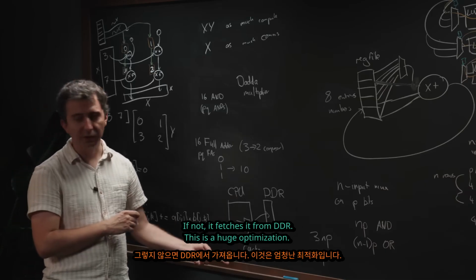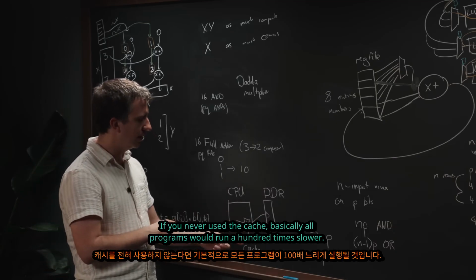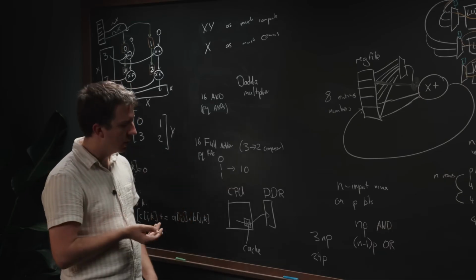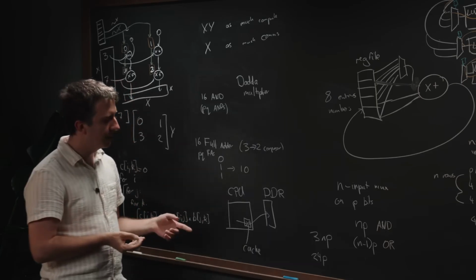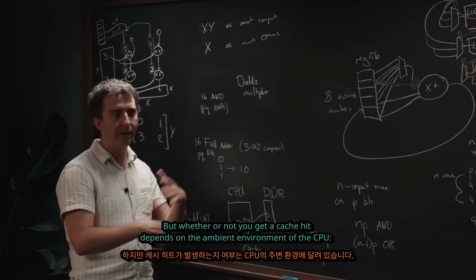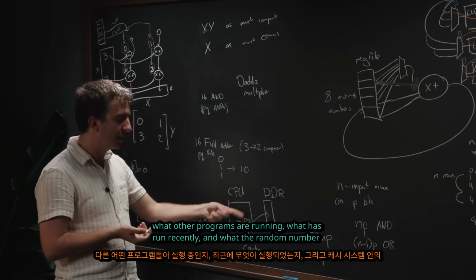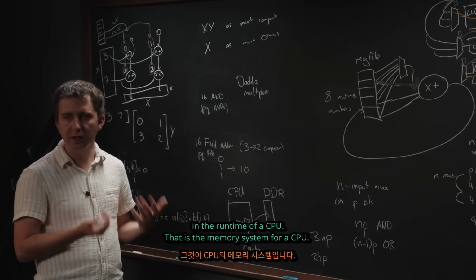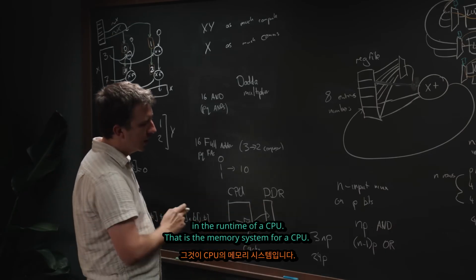This is a huge optimization. The cache is like 2 orders of magnitude faster than the DDR. If you never used the cache, basically all programs would run 100 times slower. So the presence of a cache is absolutely necessary for a CPU to run at reasonable speed. But whether or not you get a cache hit is dependent on the ambient environment of the CPU, like what other programs are running, what has run recently, what is the random number generator inside the cache system doing. And so that is a big source of non-determinism in the runtime of a CPU. Yeah. So this is the memory system for a CPU.